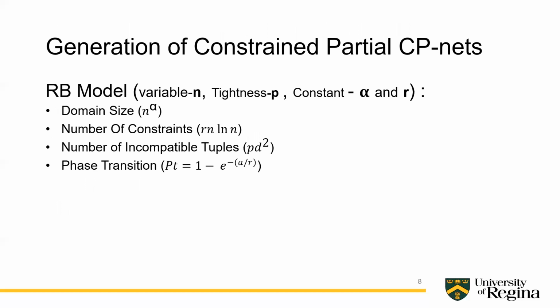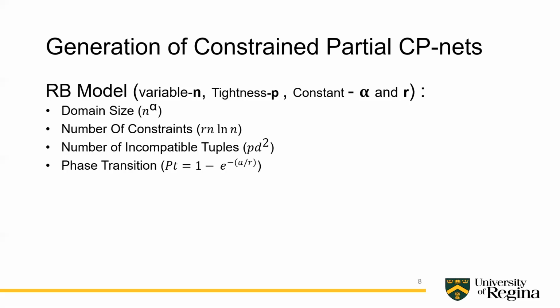For the generation of partial CPNet, we have used the RB model. Basically, the input for this RB model will be a number of variables n, the tightness p, and two constants alpha and r. Based on these values, we generate the whole CP network.